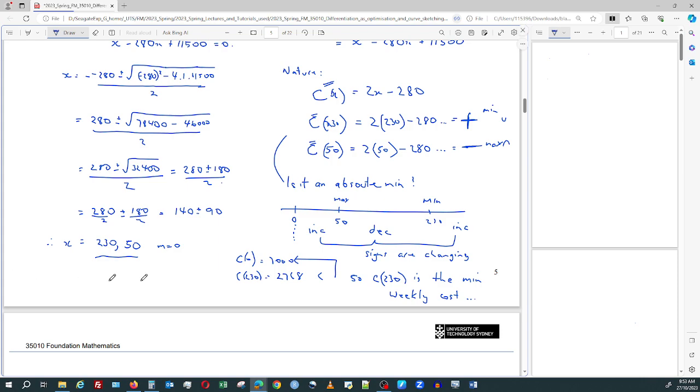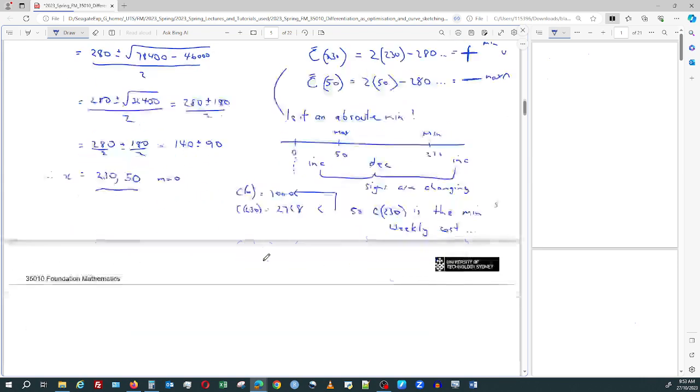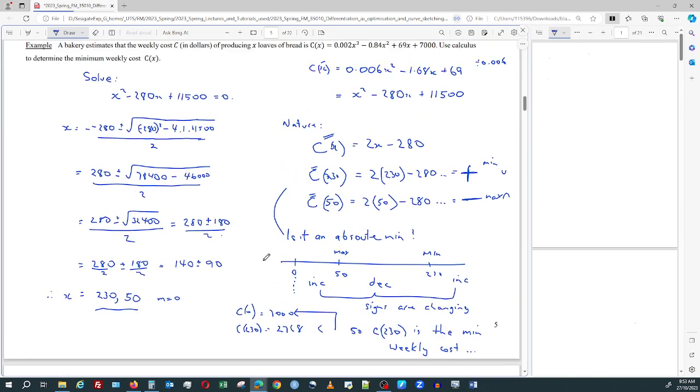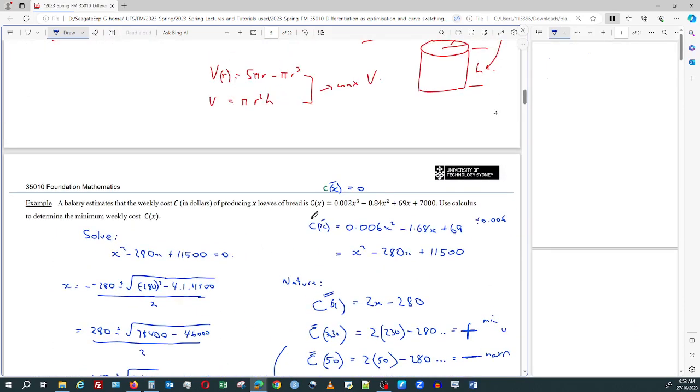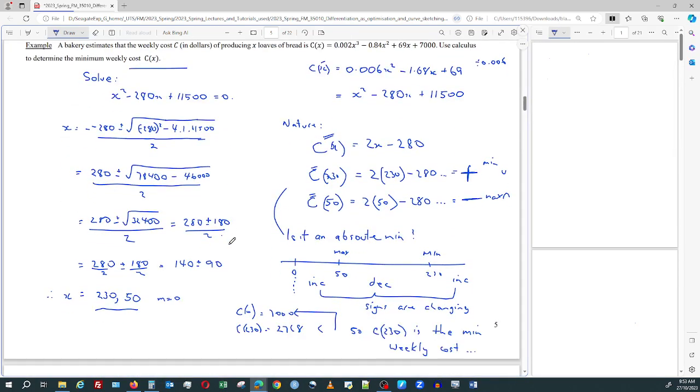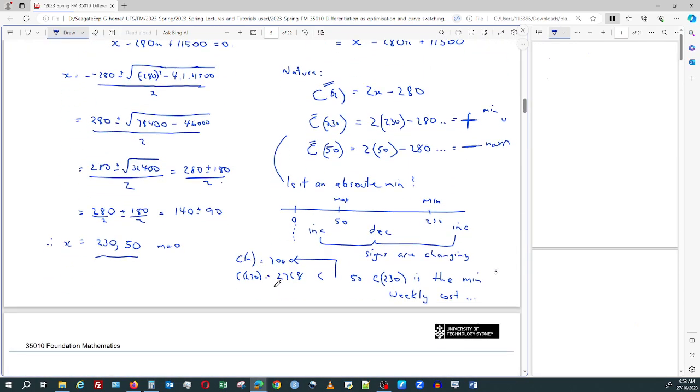Alright, so we do the double checking because we might have different points to start from. Alright, so that's a good one. But the minimum weekly cost then is x is 230. So x must be 230. Now if we put 230 into the cost, then we say the minimum weekly cost is 2768. So that's answered the question.